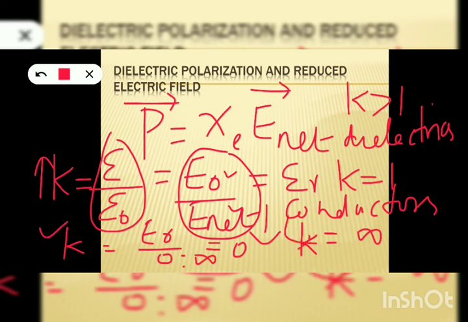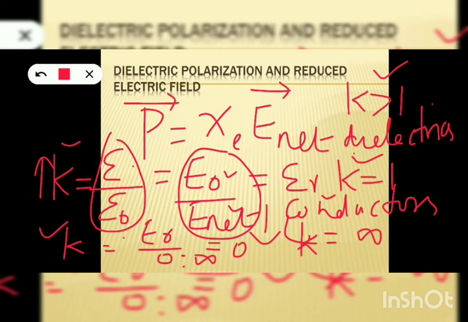So this is the value of K for different situations. For dielectrics, K will be greater than 1. If it is free space, K will be equal to 1. And for conductors, K will be equal to infinity. And for K, we have two ratios, epsilon by epsilon naught and also E0 by E net, where E0 is the externally applied field and E net is the net field.